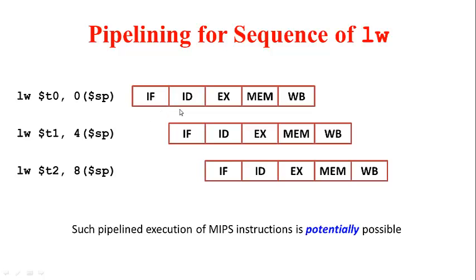When the first instruction enters the second stage of the pipeline, the second instruction enters the first stage, just like in our bicycle example, and when the first instruction enters the third stage, the second instruction enters the second stage, and the third instruction enters the pipeline in the first stage. Such pipelining is potentially possible. We are going to see how it can be enabled.